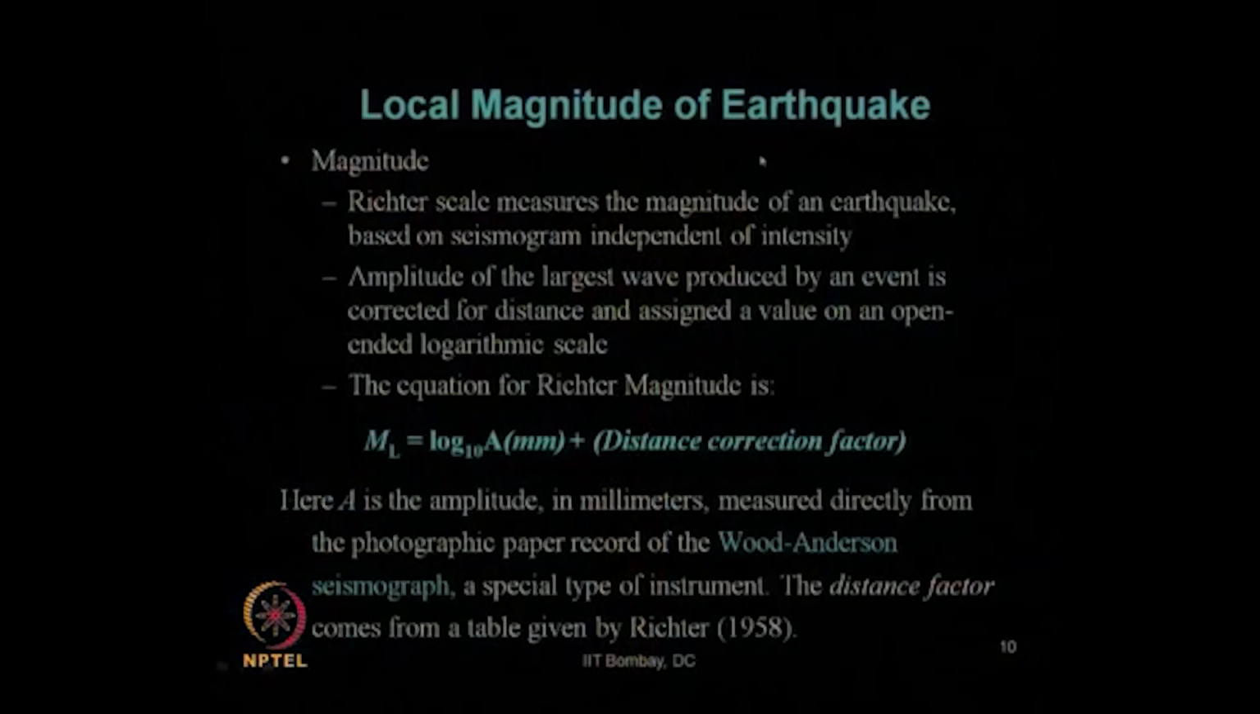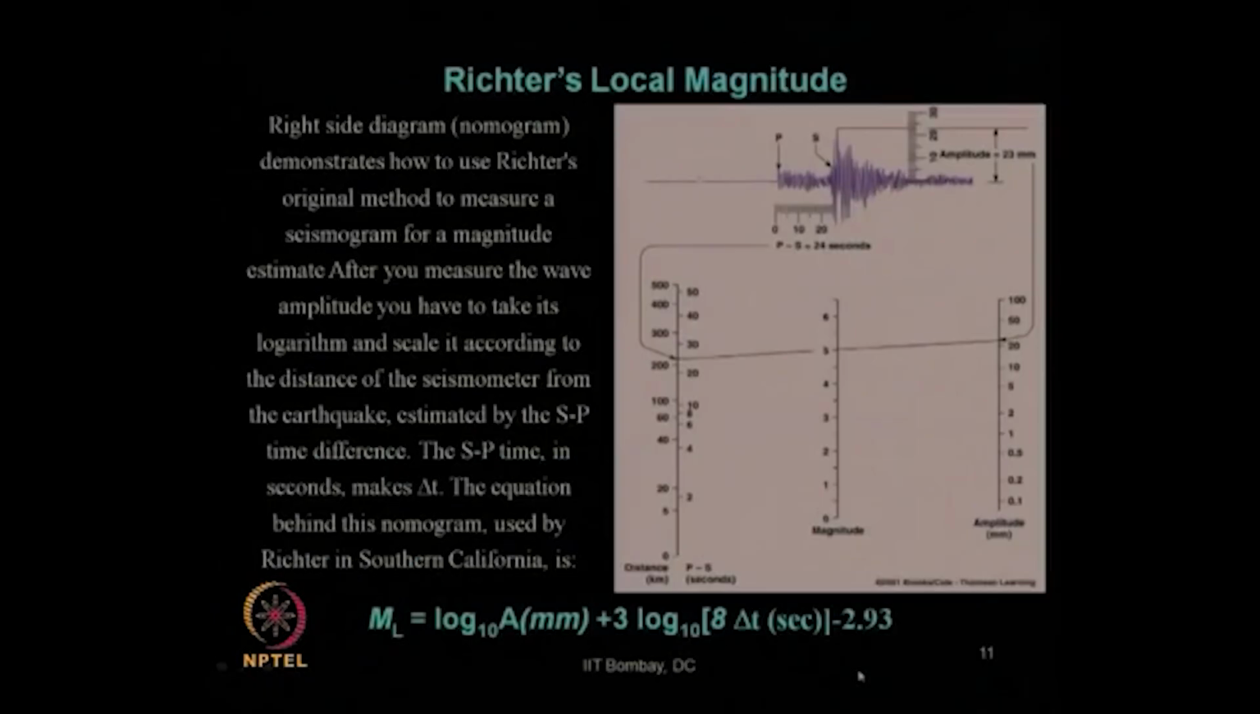We have also discussed the local magnitude scale or Richter magnitude scale in detail. The basic equation is ML equals log to the base 10 of A, where A is the amplitude in millimeters, measured directly from the Wood-Anderson seismograph, and there should be a distance correction factor, which was proposed by Richter in 1958 through a nomogram. This is the nomogram which we have seen.